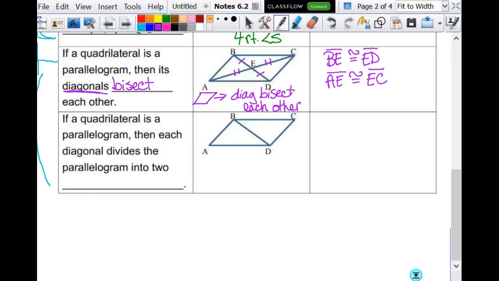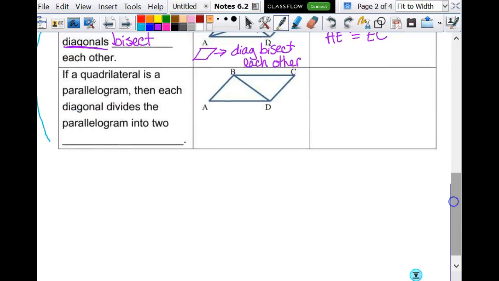Everybody good? Any questions at this point? I'm just kind of repeating what we did on the big one. I thought it was easier to do it all at once than individually with each one of these because these were harder to label. All right, so again, if a quadrilateral is a parallelogram, then each diagonal divides the parallelogram into two what? Triangles. What's true about those triangles? Congruent. Good. Into two congruent triangles.